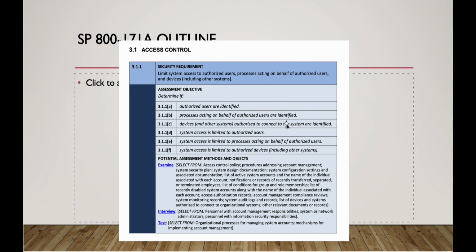Processes acting on behalf of authorized users are identified. So is there a process in place by which someone is given an account? Is that process defined? Well, yes. Okay, great. You meet it. Devices and or other systems authorized to connect to the system are identified. Do you have a list of all the computers that can connect to the network? Yes. How do you maintain that? How do you deprovision it? All of those pieces will help you maintain and understand if you meet that potential objective.